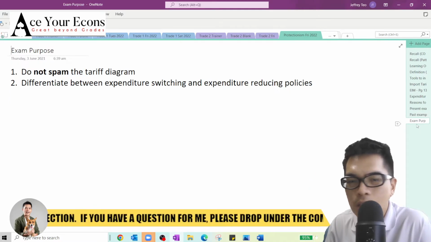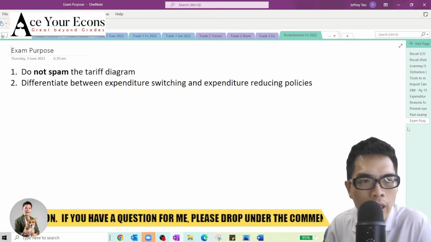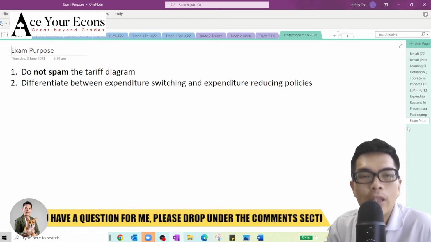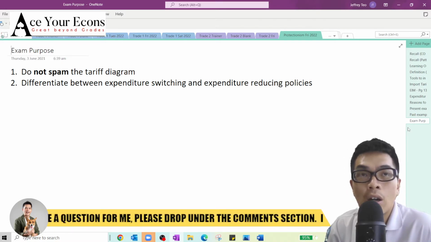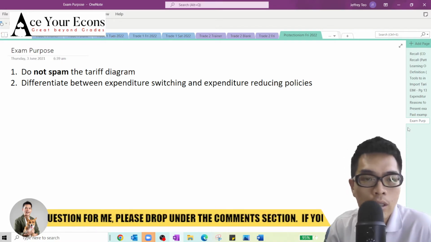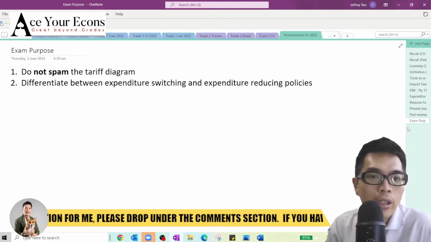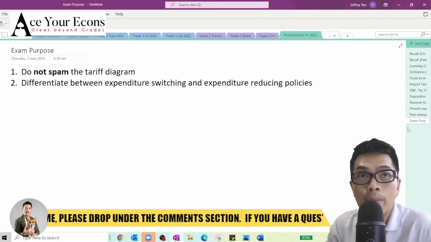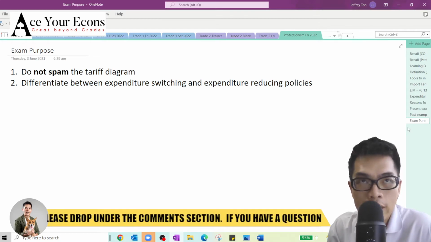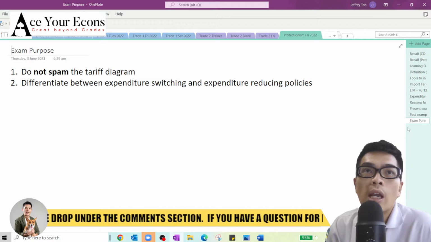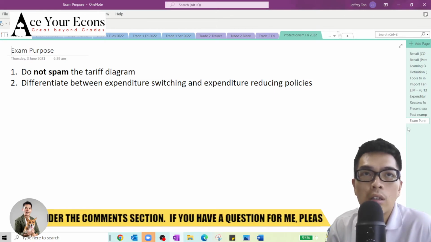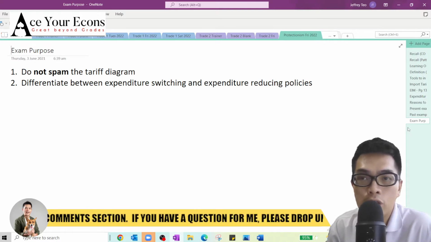All right. So with this, I will quickly end off with the exam purpose. Number one, do not spam the tariff diagram. Use but not abuse. So long as you understand the concept behind tariff, good enough. Next, you have to differentiate between expenditure switching and expenditure reducing policies to correct balance of trade and balance of payment deficit, and you have to use these two concepts to illustrate. If you start proposing contractionary fiscal and monetary policy, you're off tangent.